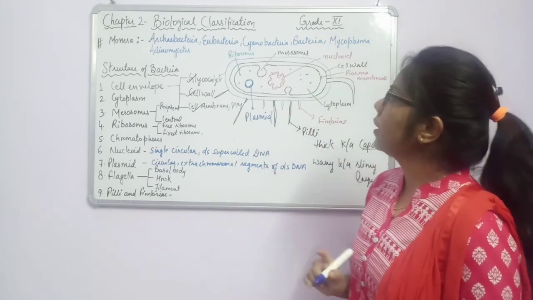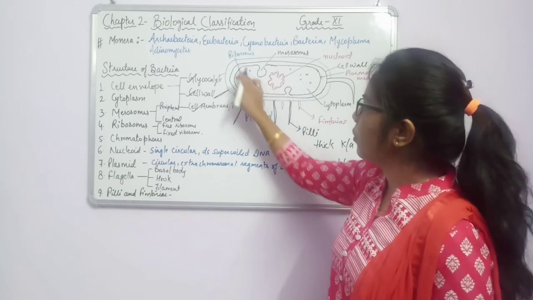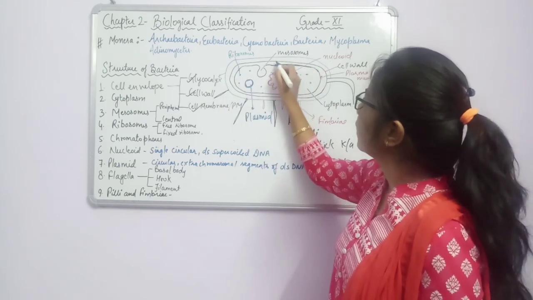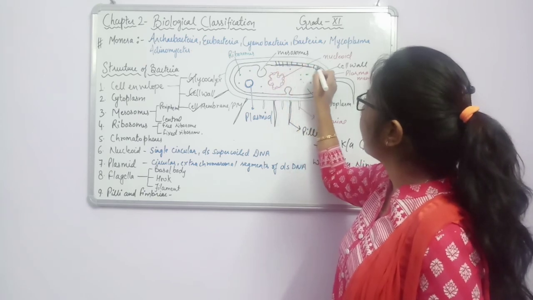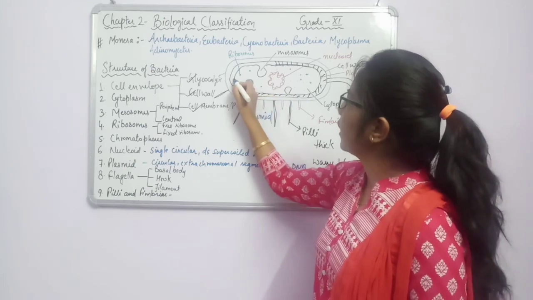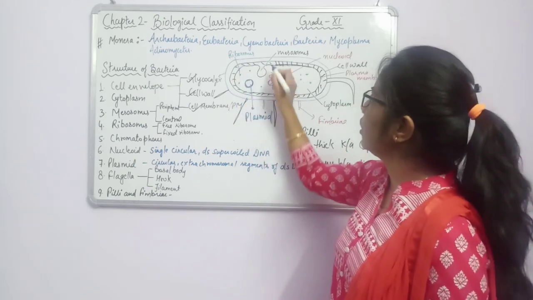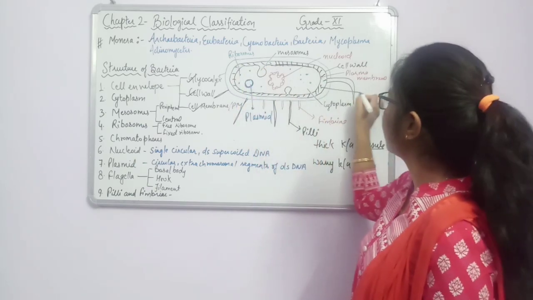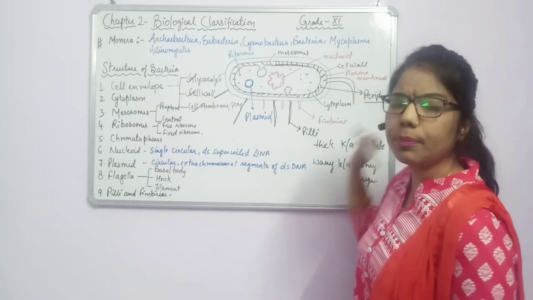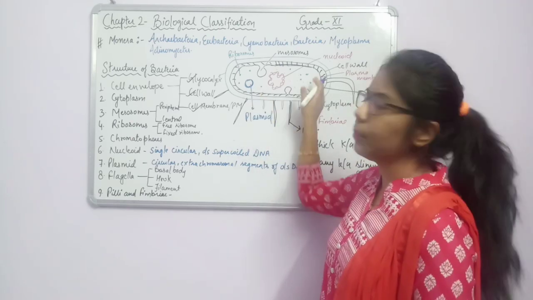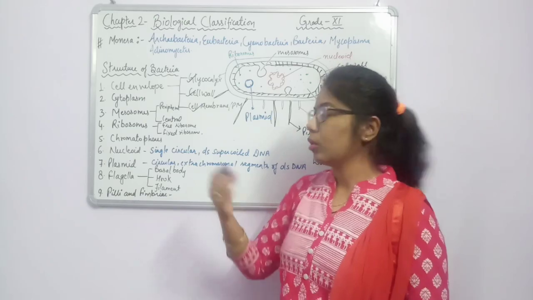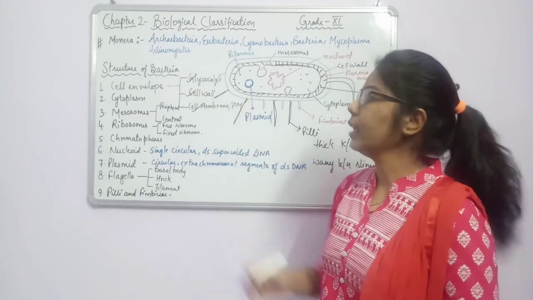Now another important thing, the space. If you see here, the space between this plasma membrane and the cell wall, I have shown here in the diagram with the shaded portion. This portion is known as periplasmic space, or we can say periplasm. Fine. This is all about the cell envelope, and as a whole we can say it is a protective layer.